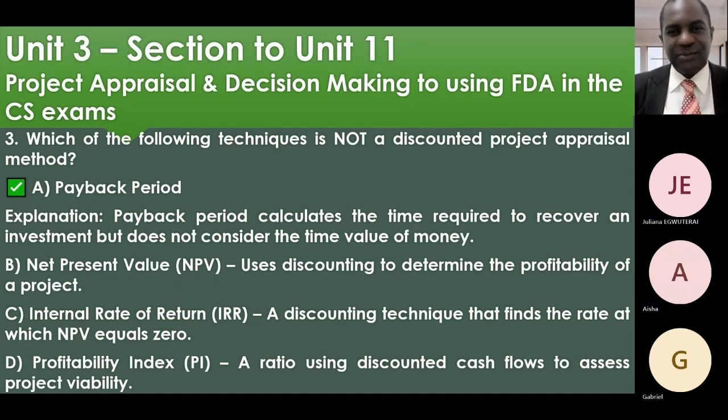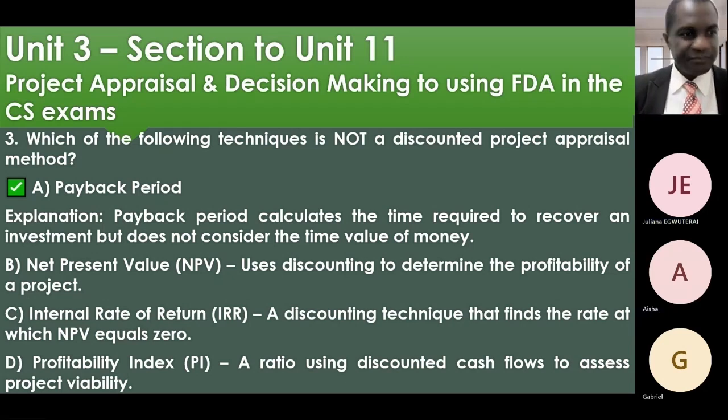I know, I understand. Which of the following techniques is not a discounted project appraisal method? I was surprised when Jay picked B, because I was like, why will you pick B? But then, sorry. I said A. Did you pick A? Okay. Yes, you picked A, exactly. It was A that picked D. Yeah, so you picked D. So the answer is payback period. Yeah, I can see it now.